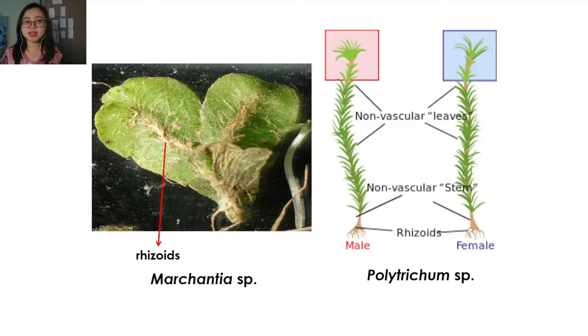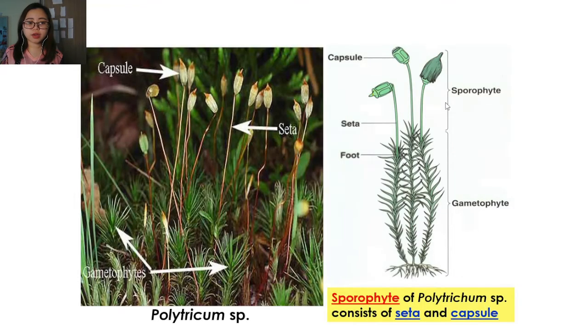Dan sebelah kanan ini adalah diagram untuk Polytrichum species. Okay, for this one, this is what Polytrichum species looks like in nature. That is the sporophyte generation. Down here is the gametophyte generation. Very easy to identify. Here we also look at the anatomy a little bit.